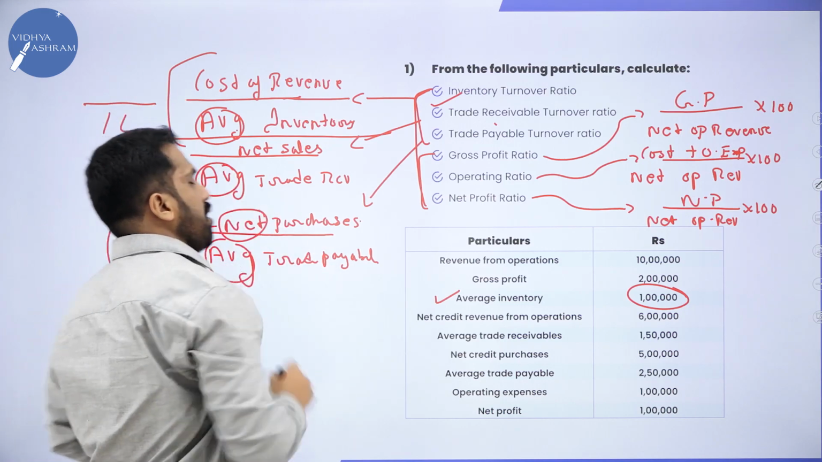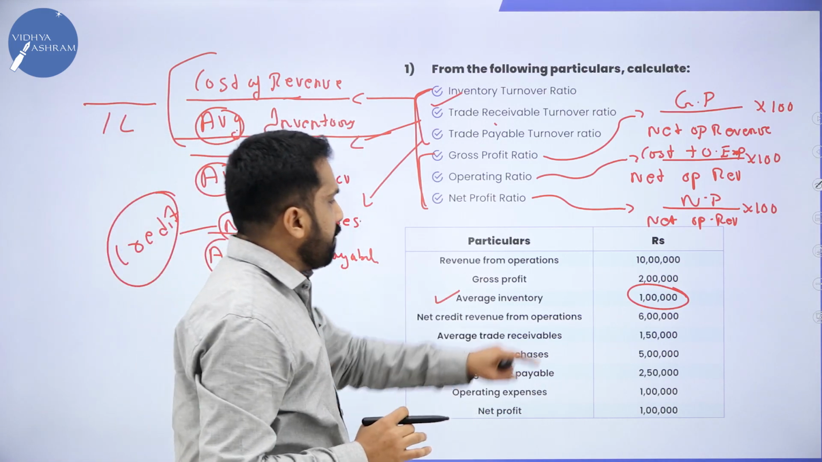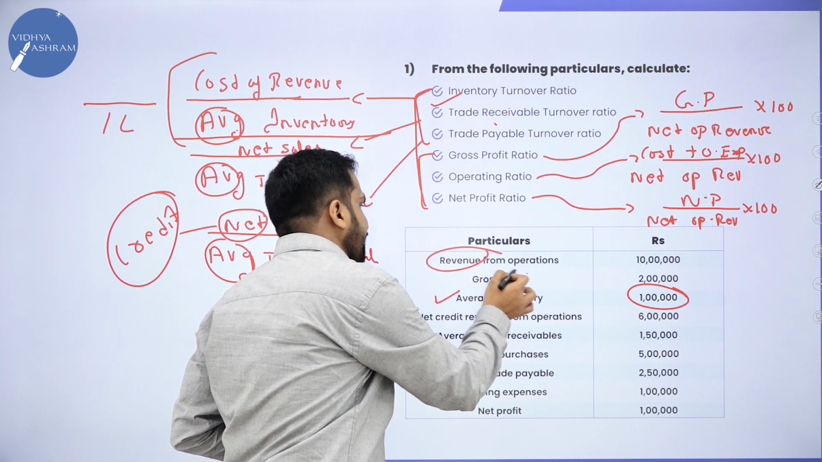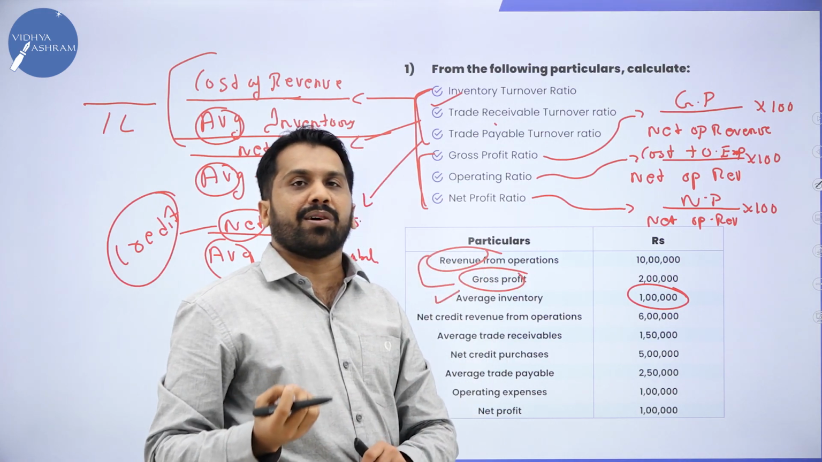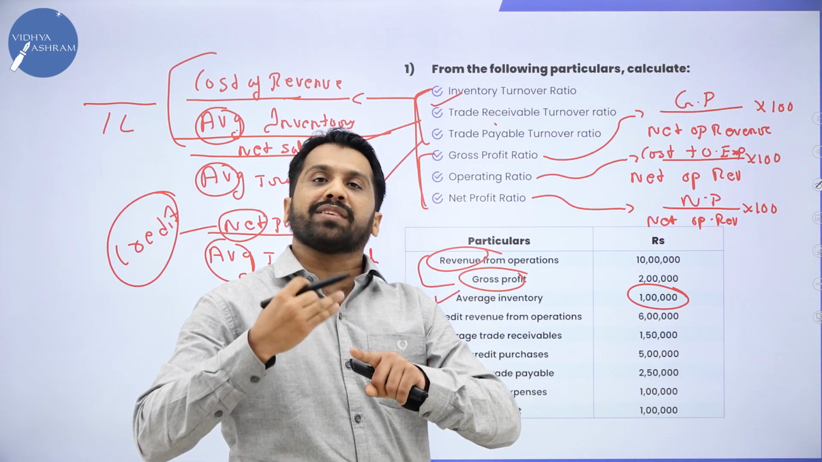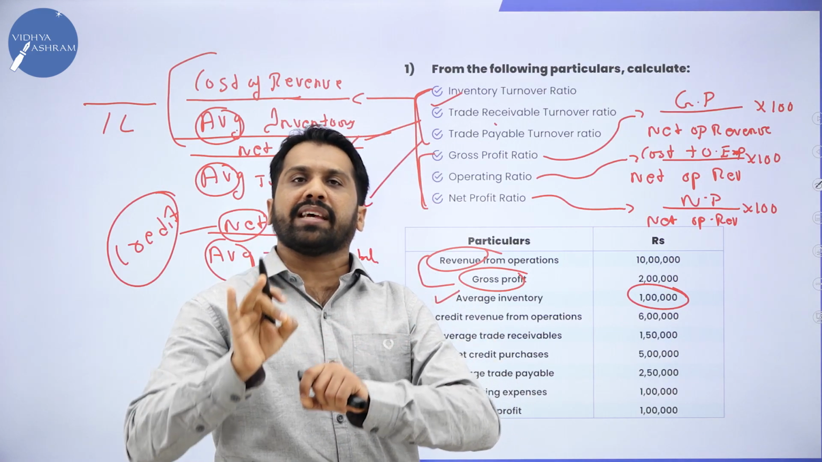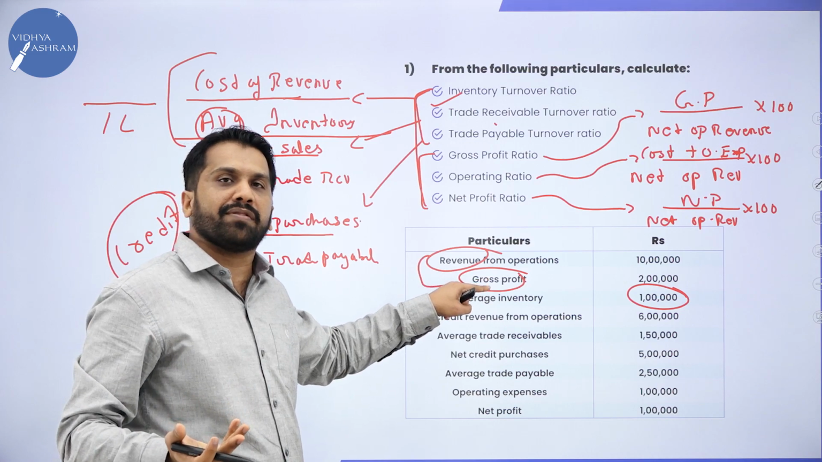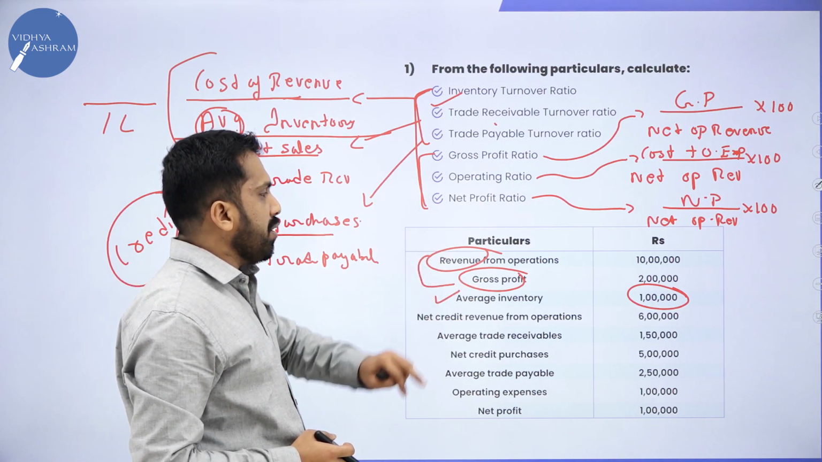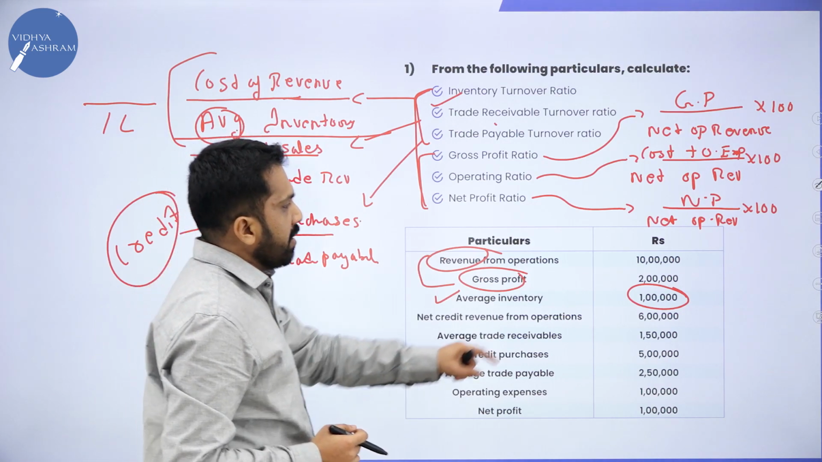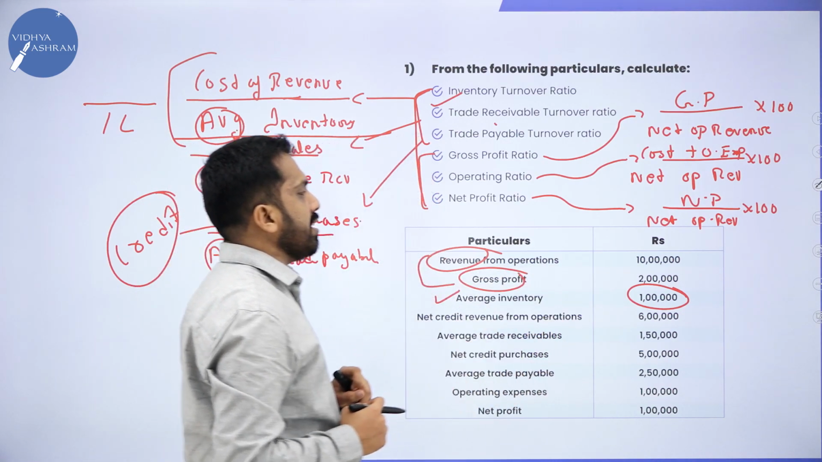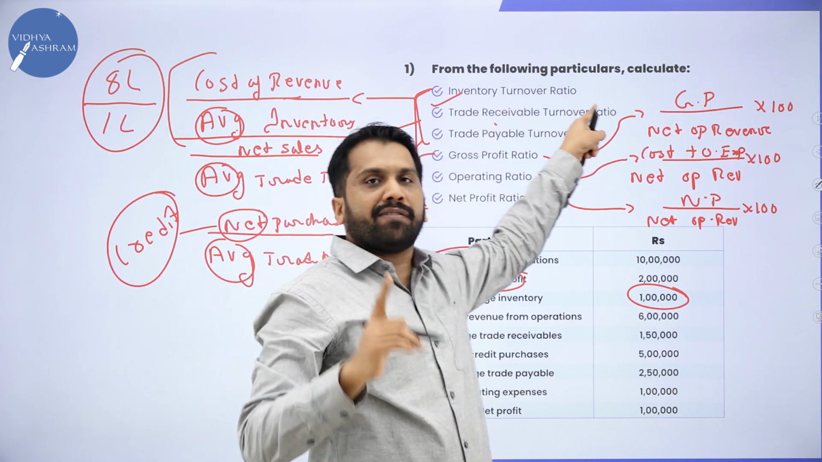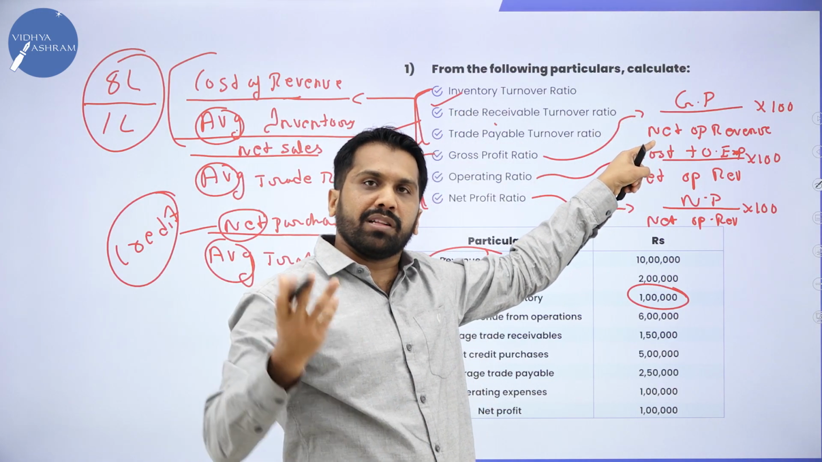So, what is your cost of revenue? Simple. If the cost of revenue is not given, your revenue minus gross profit is called the cost of revenue. Normally they give it directly. Means total income minus profit is your cost. Clear? Now, 10 lakh minus 2 lakh, what is your answer? 8 lakh. 8 lakh divided by 1 lakh is your first type of ratio. Clear? We'll go to the answer.